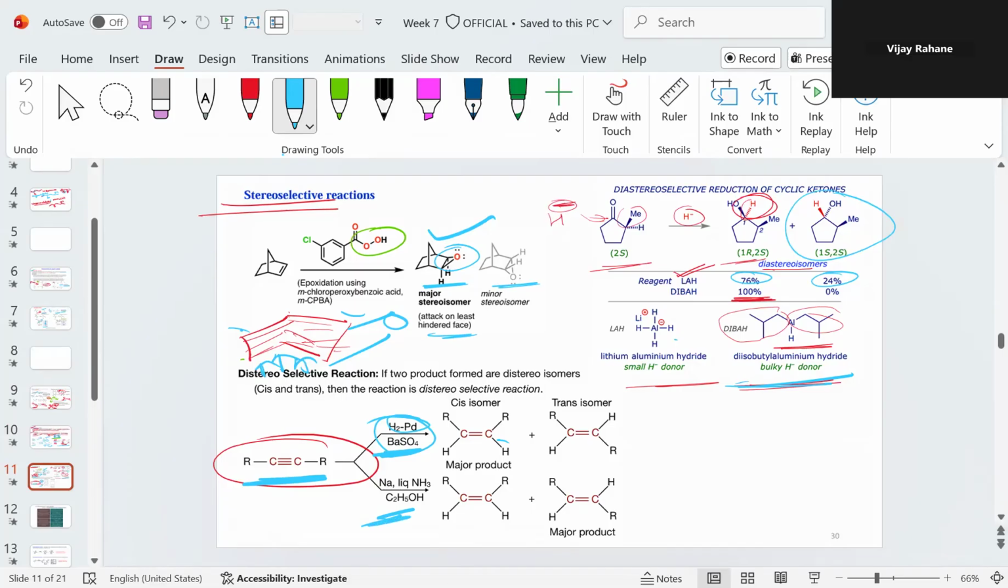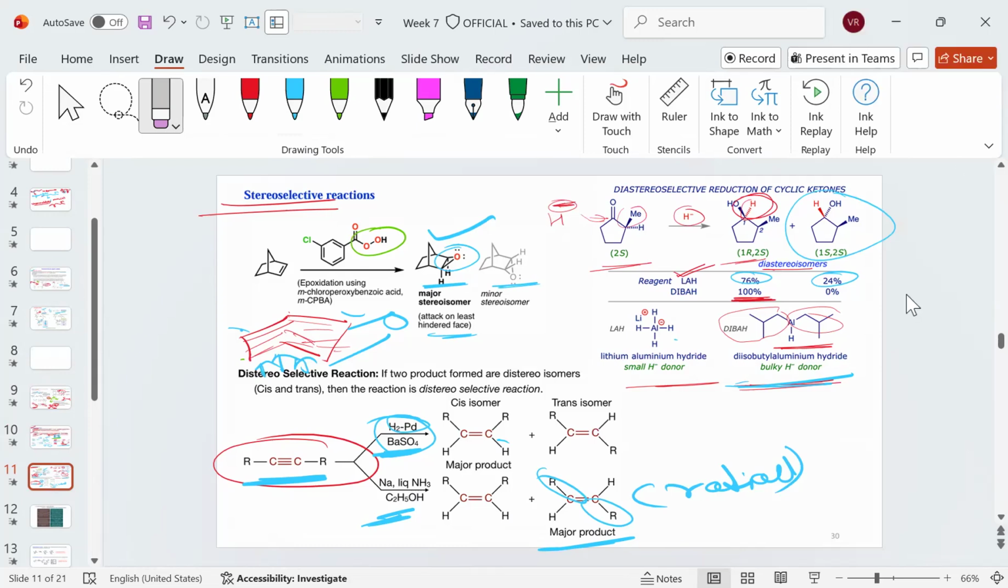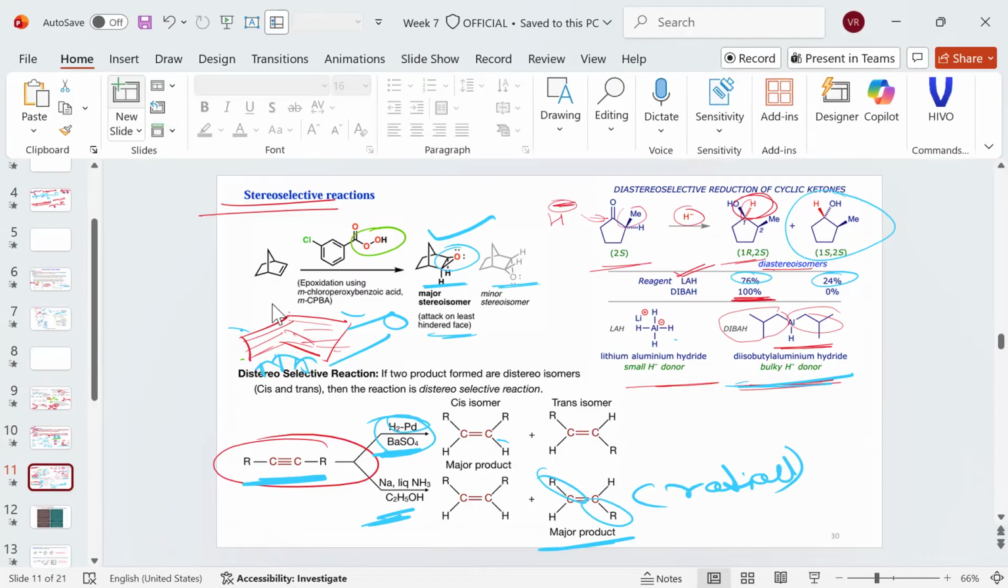In that case, what do we get? We are getting the trans product as a major product. Why? Because this goes by a radical pathway, and this goes directly by the concerted mechanism. The hydrogens get supported on the palladium, and then the addition takes place. So I will just briefly explain the reduction mechanism with this palladium, that will be helpful.